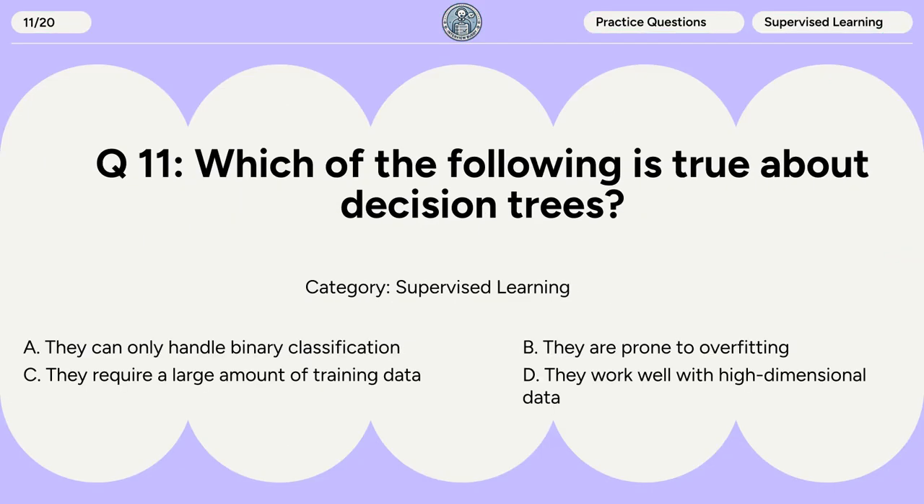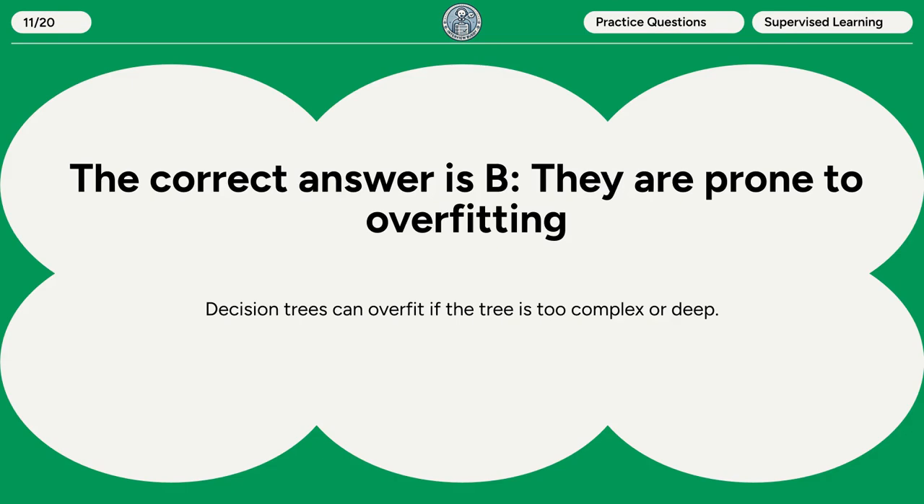Question 11. Which of the following is true about decision trees? A. They can only handle binary classification. B. They are prone to overfitting. C. They require a large amount of training data. D. They work well with high-dimensional data. The correct answer is B. They are prone to overfitting. Decision trees can overfit if the tree is too complex or deep.